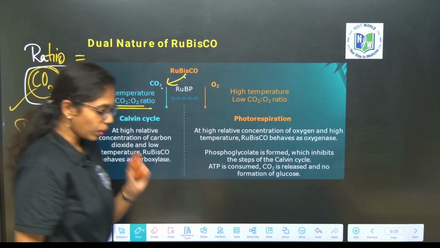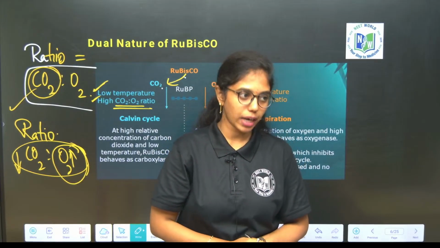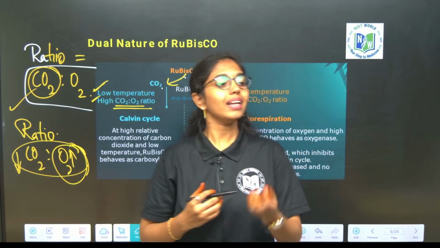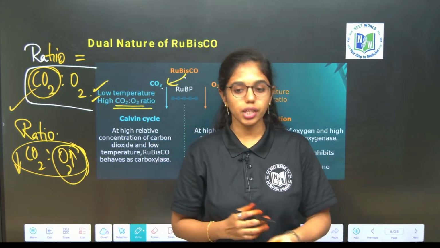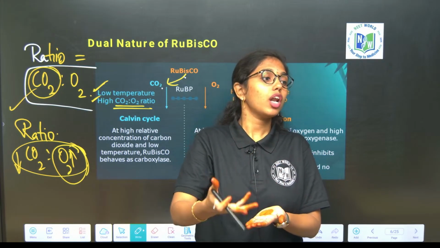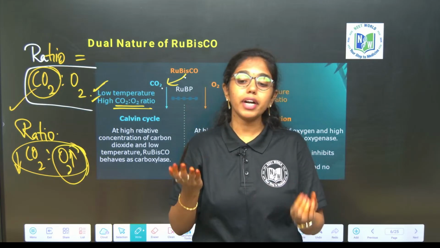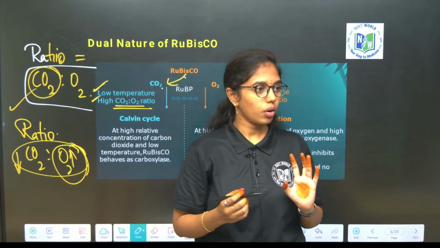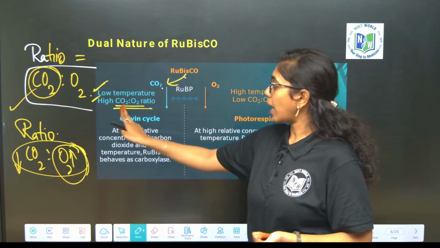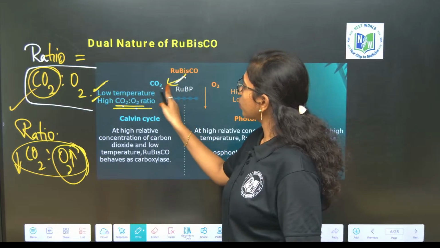Remember one thing, the C3 cycle is the only cycle which is operated in temperate plants, I told you. Temperate plants are those plants which grow at around 25 degrees Celsius, 30 degrees Celsius maximum. At low temperatures, carbon dioxide will not solubilize easily. As the temperature rises, carbon dioxide gets solubilized. So, at low temperatures, there will be a high carbon dioxide to oxygen ratio. In that case, Rubisco will bind with what?